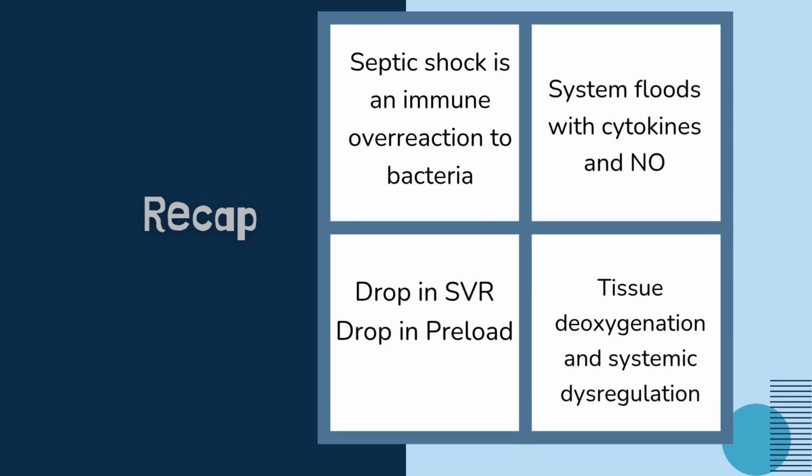So to summarize, septic shock is your immune system going rogue. It's overreacting to bacteria. It's flooding the body with cytokines and nitric oxide. It makes blood vessels floppy and leaky. It drops preload. It lowers systemic vascular resistance. And it starves tissues of oxygen, and it pushes organs towards failure. So it's not just an infection with low blood pressure. It's a full system overreaction.